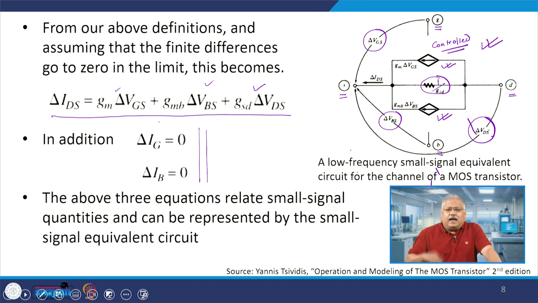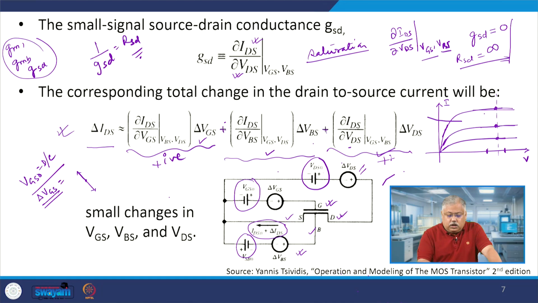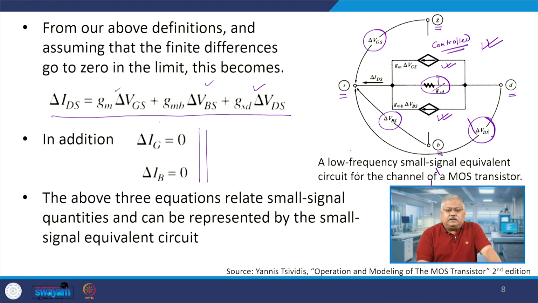These two components will add to the current, and the third component which we found out in the previous slide is primarily responsible for forming a resistance between the two. Basically, if you are doing small signal modeling, the resistance between the two will be 1 by gsd, which we have already defined. So we have two components to the small signal current, one coming from gm times del VGS, another from gmb times del VBS, and these two might be additive in nature.